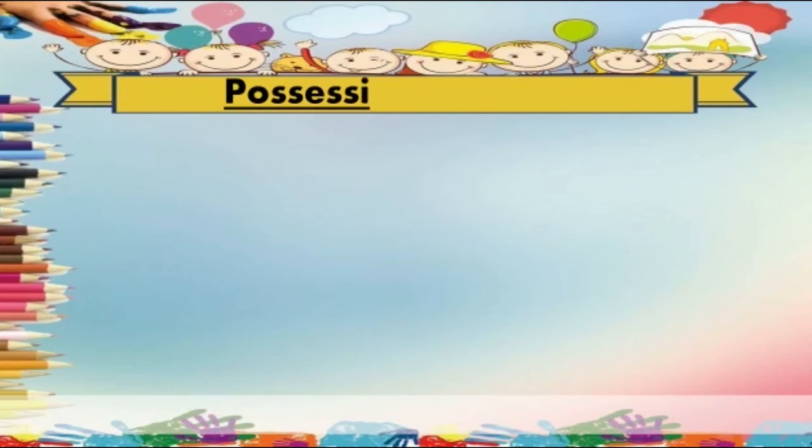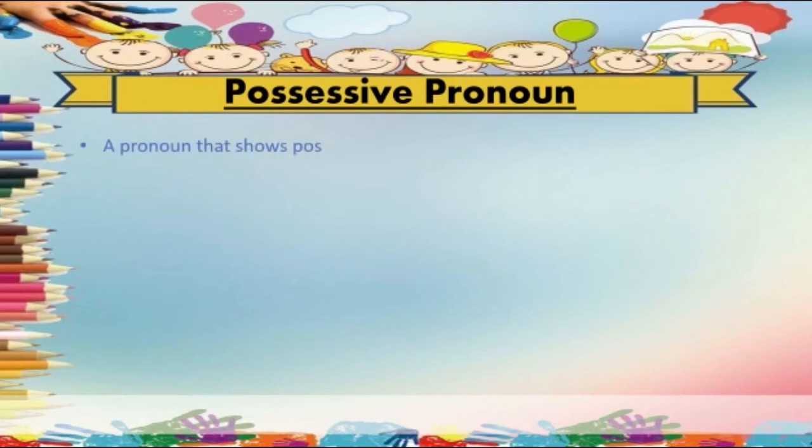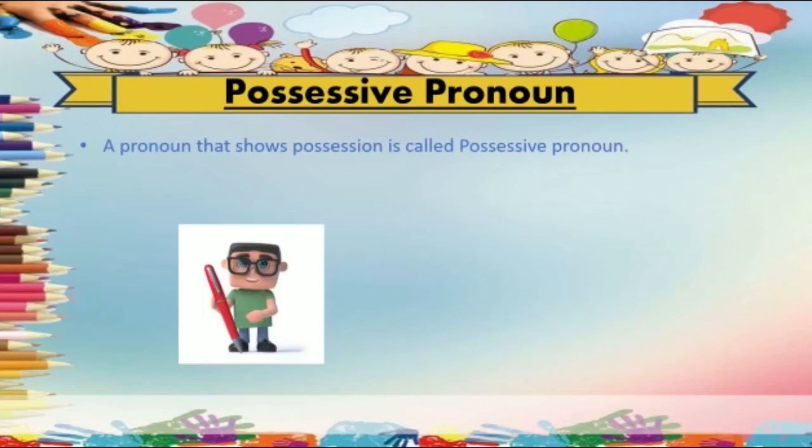Now let's see what are possessive pronouns. A pronoun that shows possession is called a possessive pronoun. Example: this is not my pen. Mine is new. The word mine here denotes a possessive pronoun.